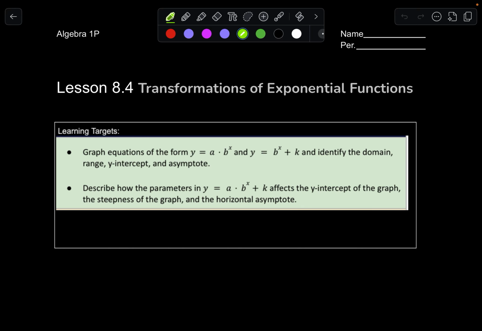This is Algebra 1, lesson 8.4, Transformations of Exponential Functions. Basically, we're going to graph equations of the form y equals a times b to the x. Notice there's a number now other than the base in front. Or we're going to look at y equals b to the x, then add k to it. We're going to see what these things will do to the graph and identify the domain, range, y-intercept, and the asymptote. We're also going to describe how the parameters of y equals a times b to the x plus k affect the y-intercept of the graph, the steepness of the graph, and the horizontal asymptote.